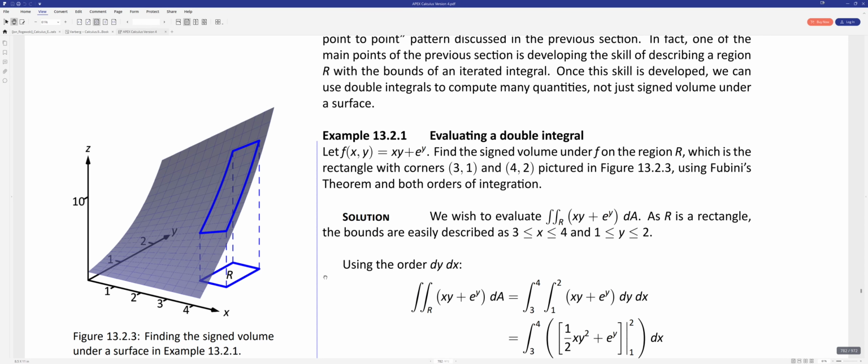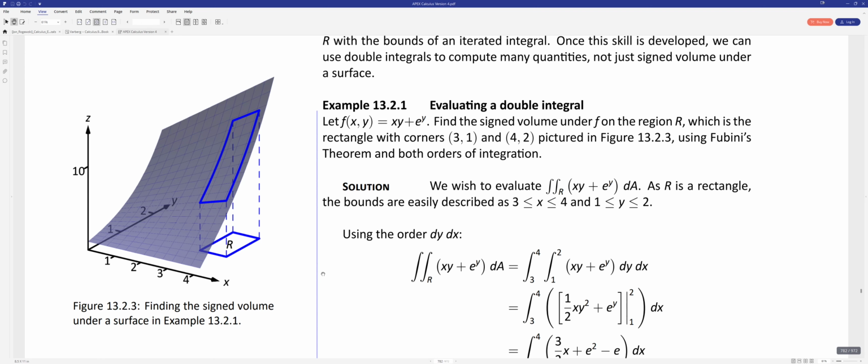Okay, so let's take a look at our next example of doing a double integral over a rectangular region. So we look at this example here. I'm given a function of two variables, f of xy is equal to xy plus e to the y. And the graph of it is this purple shaded surface here. And what they're asking you to do is find the volume under the graph of this function, that's above your region R here.